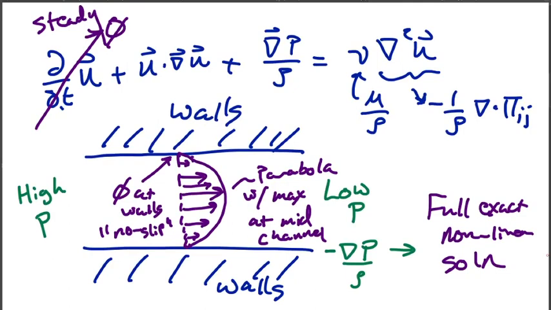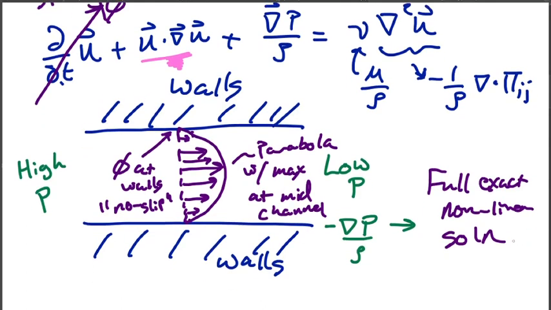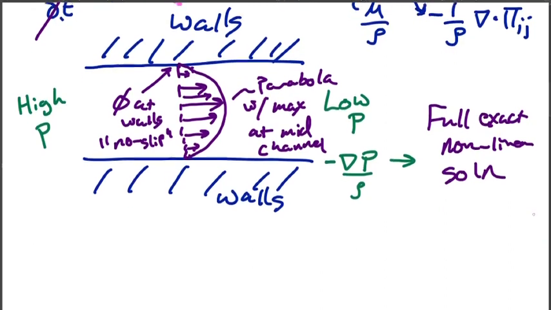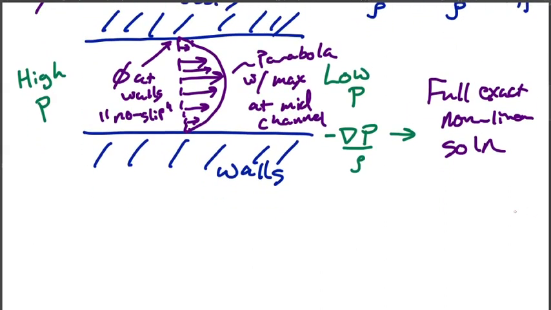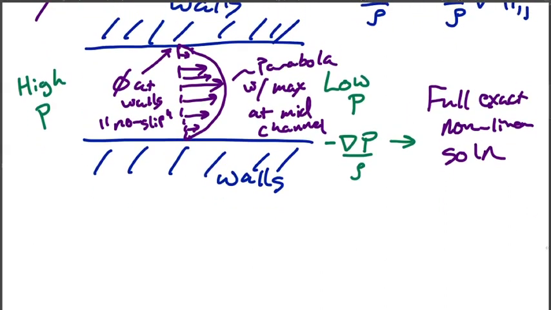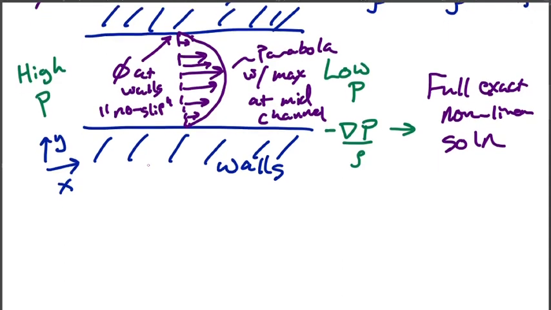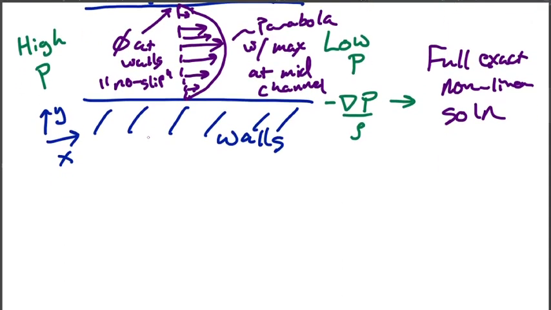To recall, we're talking about our nonlinear term here, u dot grad u. It vanishes uniquely from the momentum equation. I'm going to show you why. So let's note some things. First of all, let's give ourselves some coordinates here. We're going to have an x coordinate this way and a y coordinate cross channel this way. So x goes down the channel, y goes across the channel.